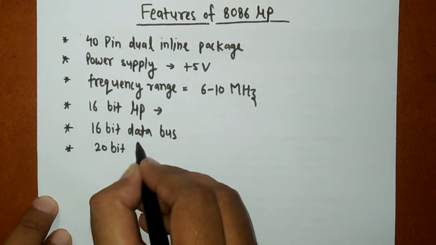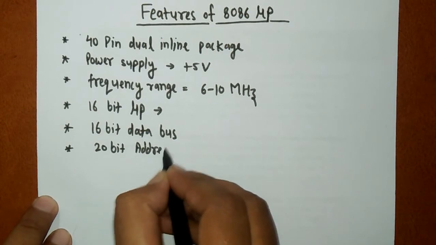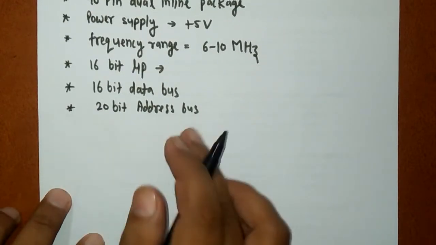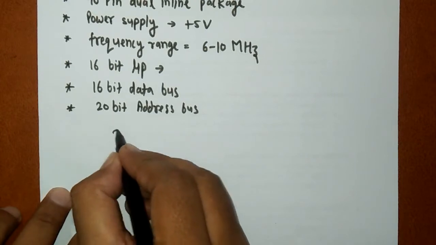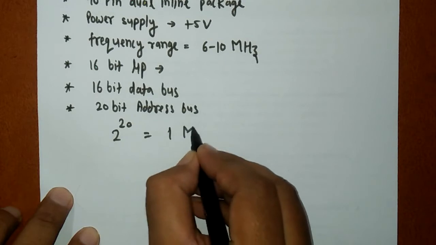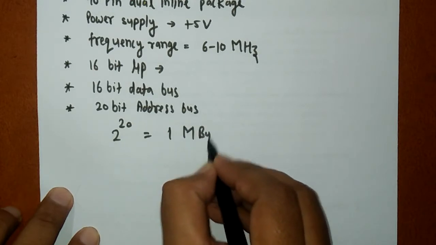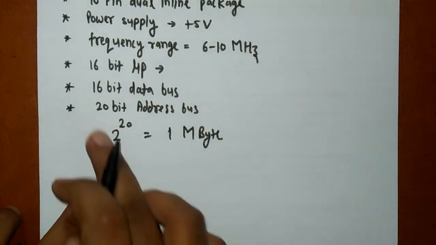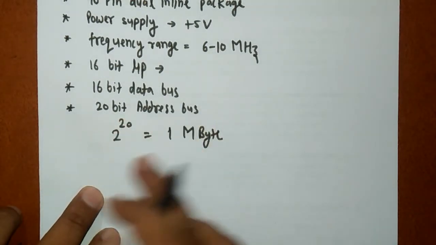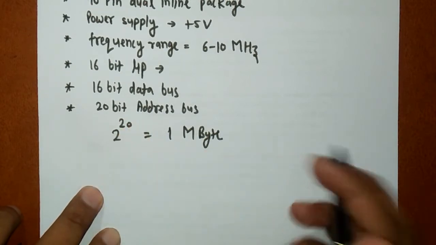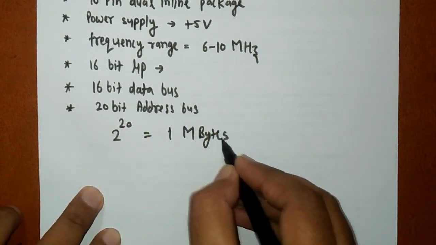Next point is that it has 20-bit address bus. So 20-bit address bus means that we can access maximum memory. It will be 2 to the power 20, and this is equal to 1 megabyte. So we can access maximum 1 megabyte of memory with the 8086 microprocessor because it has 20 bits of address bus, and with 20 bits we can access 2 to the power 20, that is equal to 1 megabyte of memory.